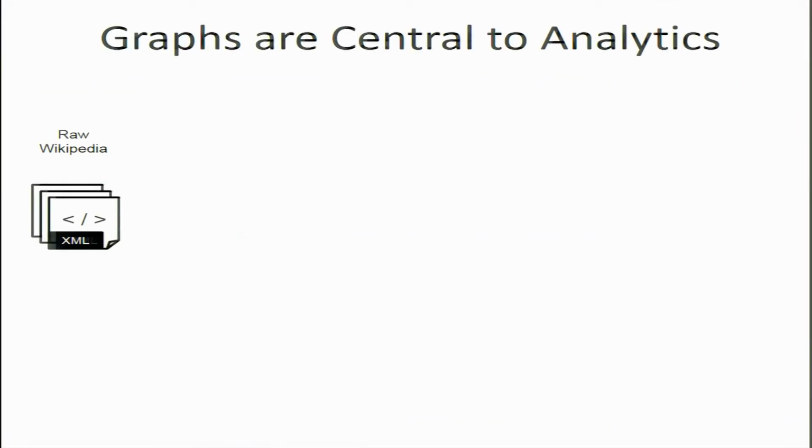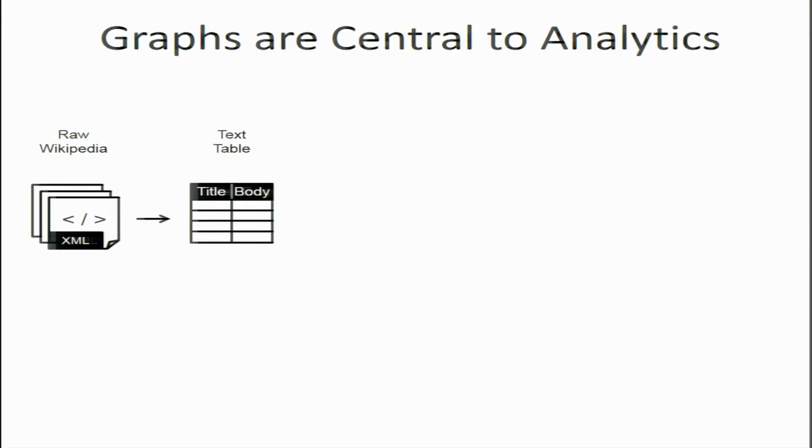Now let us see some of the analytics which can be performed on the graph. So graphs are central to analytics also. Let us consider the raw Wikipedia corpus, and using this raw Wikipedia corpus, we can construct a table called a text table, which has the title and the body within it. Using this particular text table, we can construct a hyperlink graph.